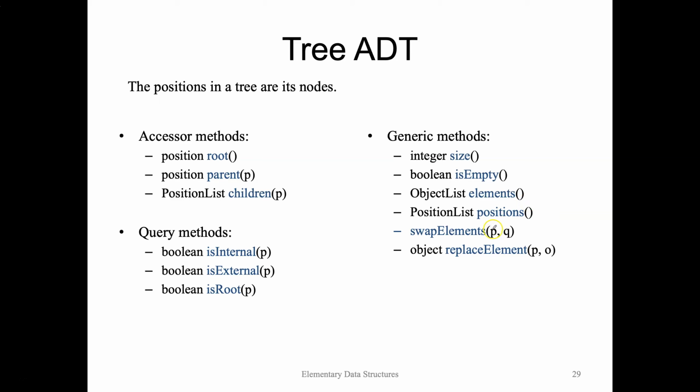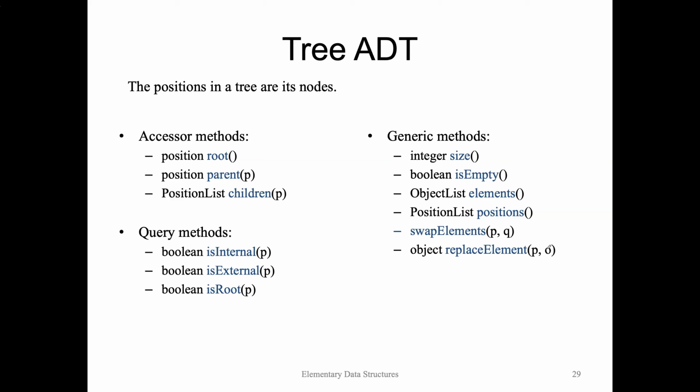And given 2 positions, just swapping the elements which are stored at those positions, or given a position and an object, here we're just replacing whatever we had stored at this position with this new object. So we have a few different methods, and we have additional update methods that we could define by the data structure implementing the tree ADT.